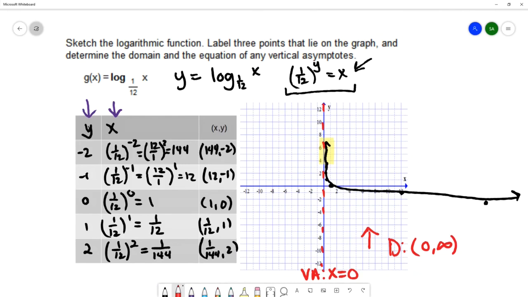So I think we've answered all of the parts. We have the domain of our log function, the equation of the vertical asymptote, and we've drawn a sketch of the graph of log base 1/12 of x.